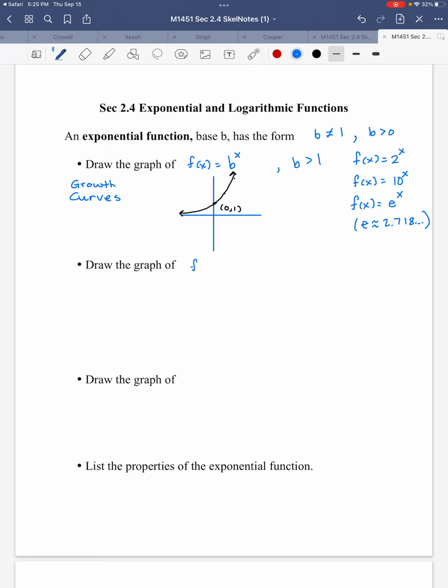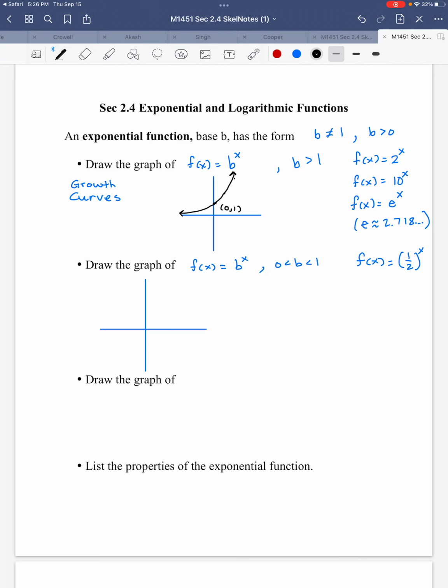The decay curves occur when the base is between 0 and 1. So the one we did the other day in class was 1/2 to the x. But anytime there's a fraction in there between 0 and 1, you're going to get the opposite thing happening. When the exponent is a positive number, the y values are going to get smaller: 1/2 to the first compared to 1/2 squared, compared to 1/2 cubed. Those y values get smaller and smaller and smaller.